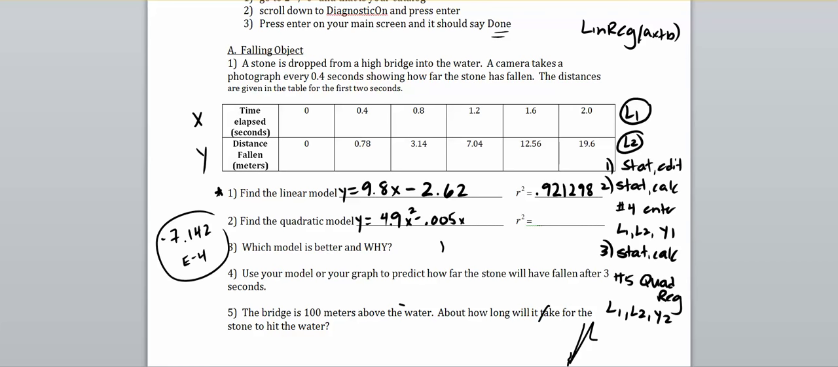That is actually not negative 7 point, okay? What it is, I'm going to take this right here, 7142. If I move this over 4 places, 1, 2, 3, 4, your c value is actually going to be 0.0007142.